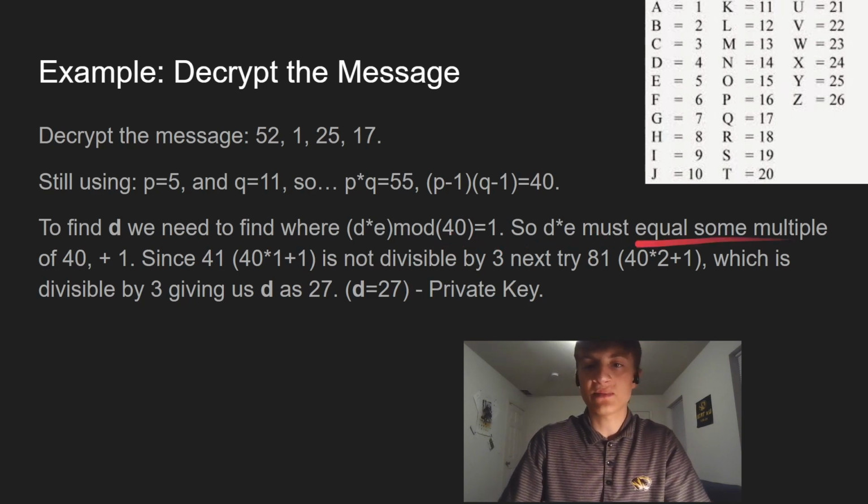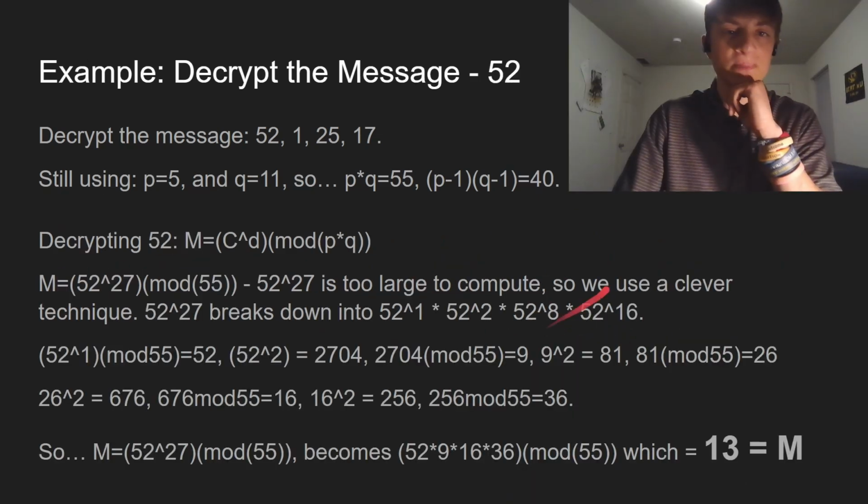Since D times E must equal some multiple of 40 plus 1, because we want our number divided by 40 to be just off by 1, we'll try where the number times 40 is just 1, but 41 is not divisible by 3, which is our E number. So next we'll try 40 times 2, and that's 81, which is divisible by 3, so that gives us D equal to 27. This is our private key. This D is our more secretive number, and it helps us to decrypt the message.